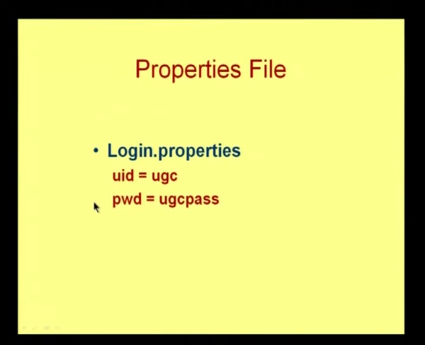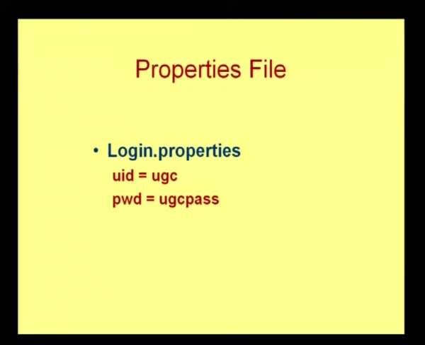You can see that this is a sample login.properties file. In that file I can open a Notepad and store a list of properties. Here I have user ID and then password. This is the key and this is the value, so this is the key value pair. For user ID I have given UGC and for password I have given UGC pass. Like this you can have various properties in the same file.